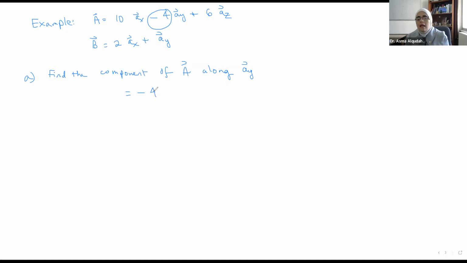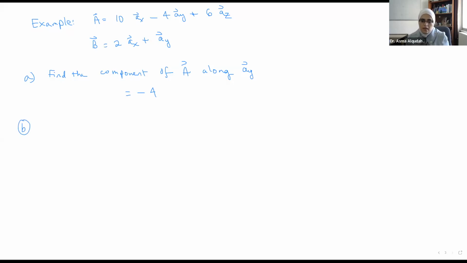Okay, we don't say -4 a sub y, because the question itself is telling us that the component is already along y. So we just put the amount of that component without giving it a direction. Okay, now let's move to part B.